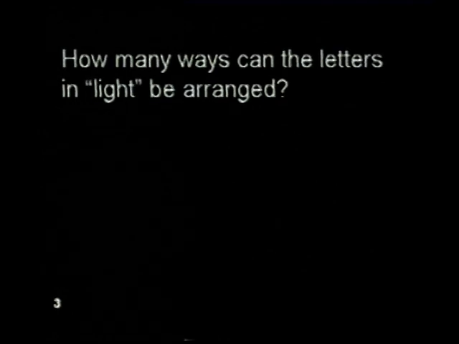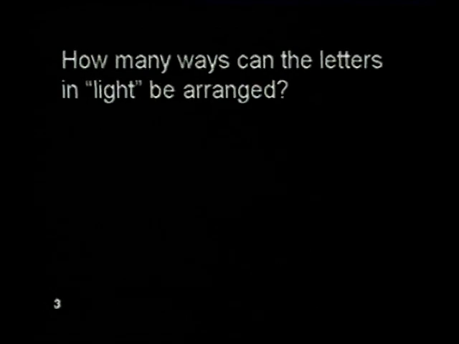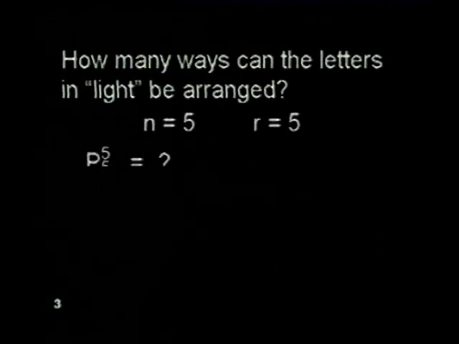Before we move on to the activities, let's solve one more problem. This problem will create a factorial like the ones we solved in the previous lesson. How many ways can the letters in the word light be arranged? Since the problem does not tell us to use a certain number of letters in each arrangement, we will use all 5 letters each time.